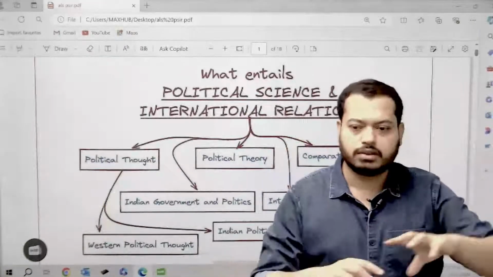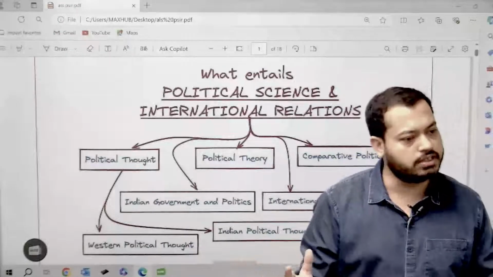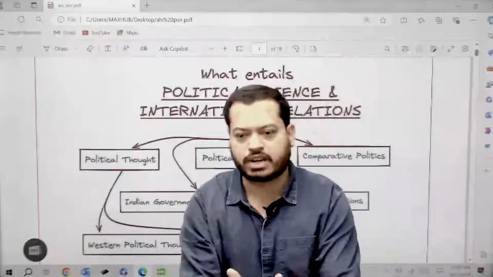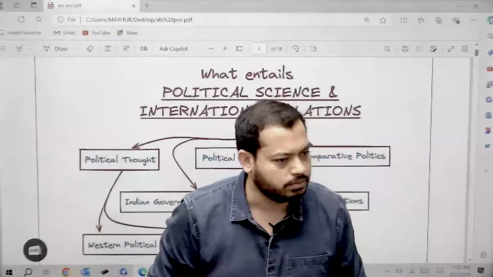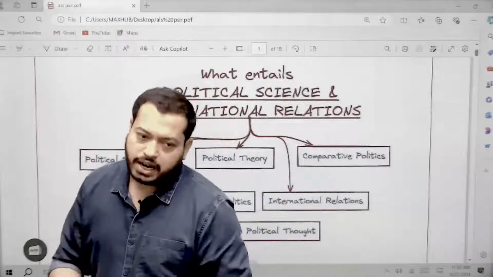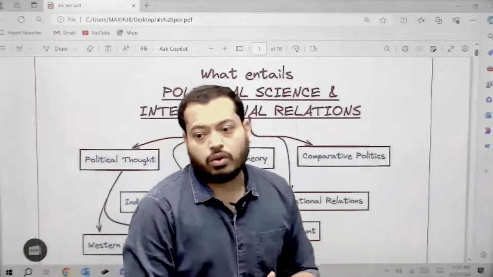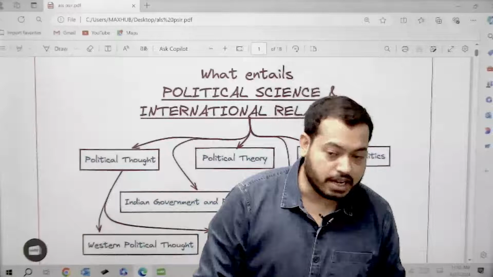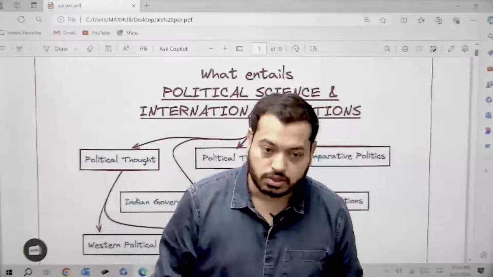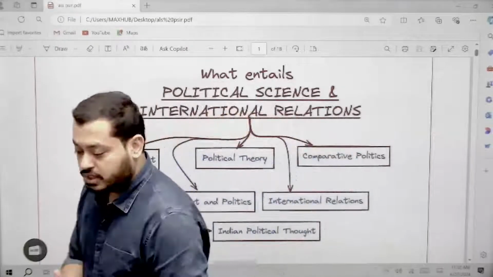Okay, but this is just one theory. There are innumerable theories like this, which explain how and why whatever happens around you happens. Now, when we start learning about political science, we have to learn what these different ideas are, what these different thought processes are, and how this whole system works. Okay, for example, I'll give you a basic interesting fact.